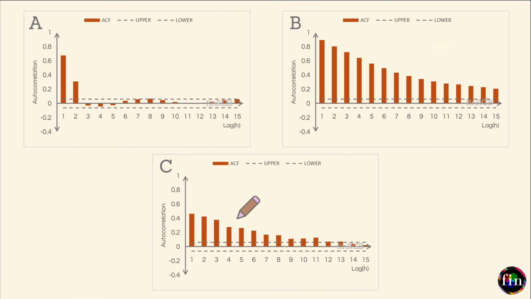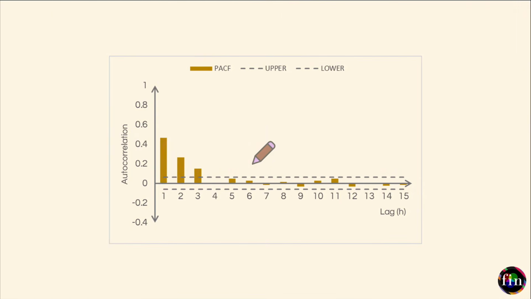Let's get some information about this correlogram by also plotting the partial autocorrelation function. This is how the partial autocorrelation function for correlogram C looks. It decays down to 0 beyond lag 3. So our rule of thumb for partial autocorrelation function plots tells me that an AR process of order 3 can be a good candidate for correlogram C, because the decay to 0 happens beyond lag 3.